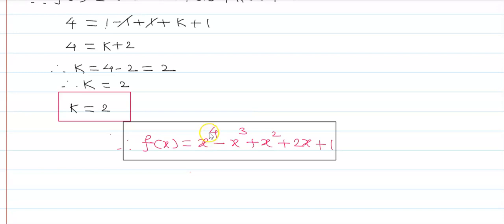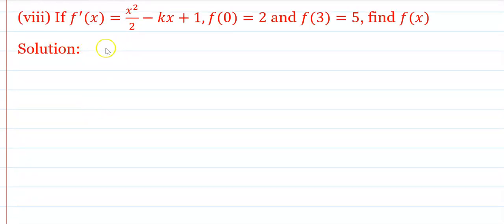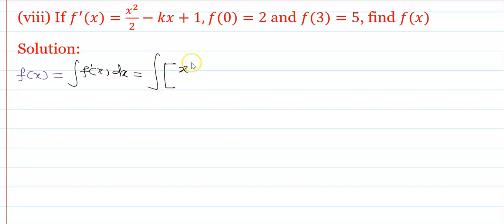I will take the next problem. Similar type of problem, f dash of x is equal to x square upon 2 minus kx plus 1. f of 0 is 2, f of 3 is 5. Find f of x. Therefore again, f of x is equal to the integral of f dash of x into dx, and that's equal to the integral in brackets x square upon 2 minus kx plus 1, bracket complete, into dx.